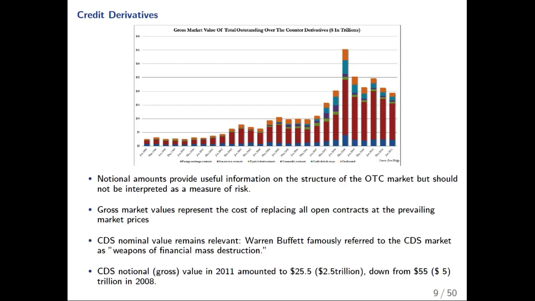How large is the CDS market? Well, you see what happens here is it's non-existent here, and it becomes huge here. The gross value in 2011 of the CDS market was 2.5 trillion. Just before the financial crisis, it was about 5 trillion. So that number there is about $5 trillion. So it halved from the financial crisis till today, roughly speaking.